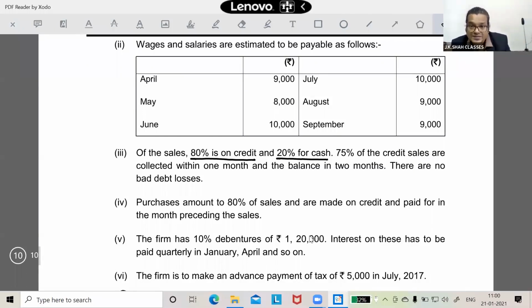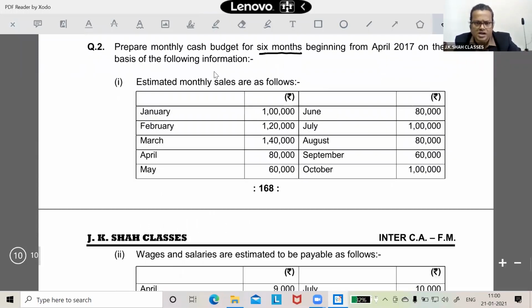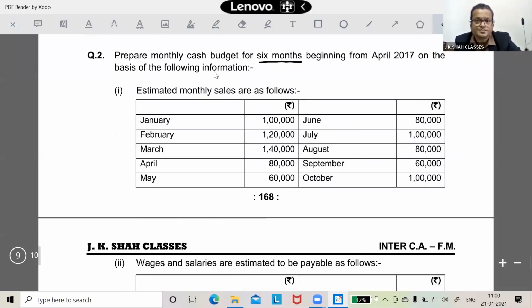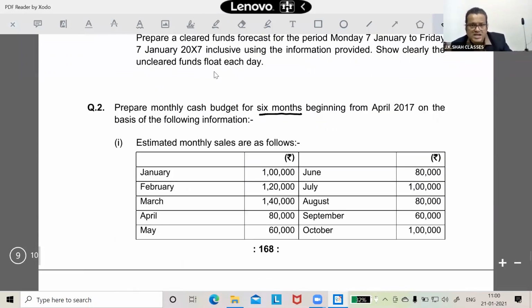What is written next? See, 75% of the credit sales are collected within 1 month and the balance is collected in 2 months. So just a moment, let us discuss for 1 month and it will be pretty clear. See what it says. Sales of January is how much? 1 lakh. So what will happen? Suppose we go on bifurcating this. Okay. January it is 1 lakh.